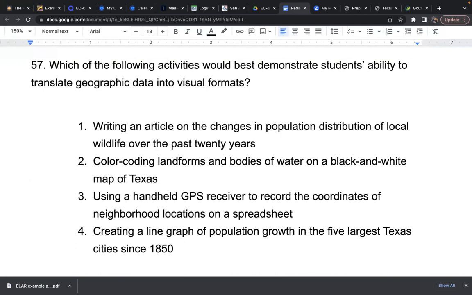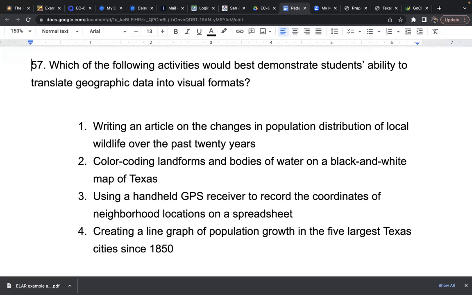Writing an article on the changes in population distribution of the local wildlife over the past 20 years. Color coding landforms and bodies of water on a black and white map of Texas. Using a handheld GPS receiver to record the coordinates of neighborhood locations on a spreadsheet. Creating a line graph of population growth in the 5 largest Texas cities since 1850. What can we throw out? We need to have visual, from geographic data to a visual.